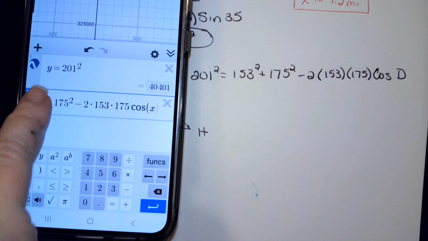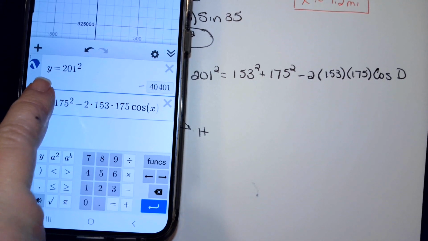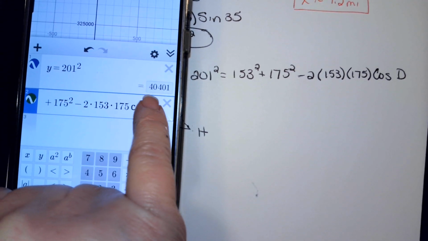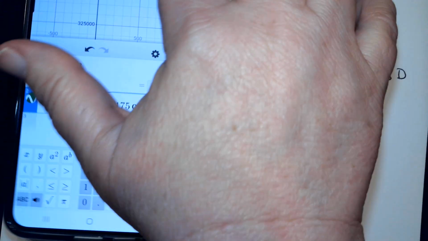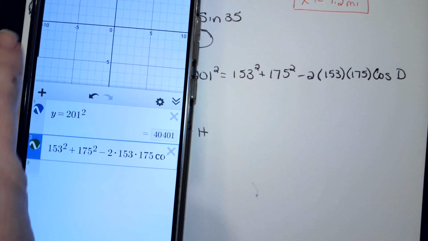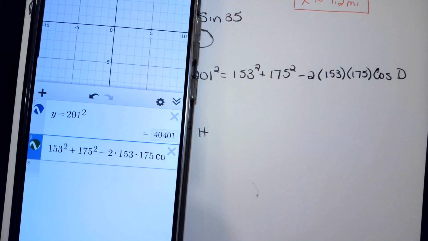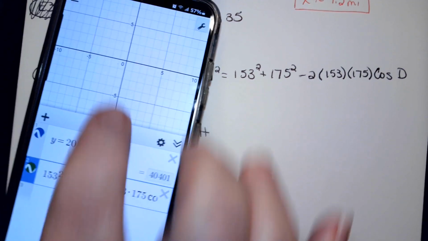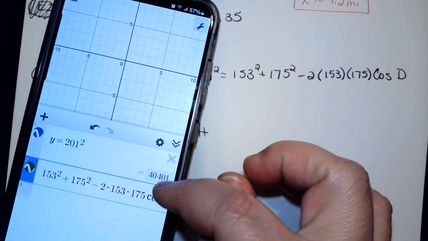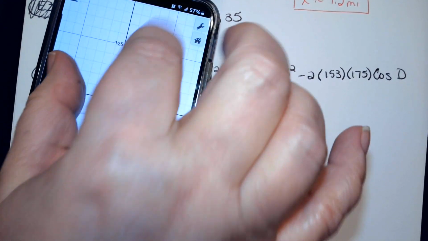Now, notice this line right here says y equals. That is your y-intercept. Our y-intercept is occurring at 40,401. All right. Well, most of the time we start off at a standard screen of negative 10 to 10, and negative 10 to 10 is our normal standard screen, but our y value is definitely not going up to 40,000. So we're going to have to manipulate our screen to get up there to that 40,000.